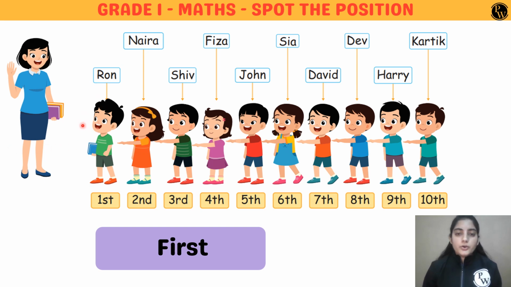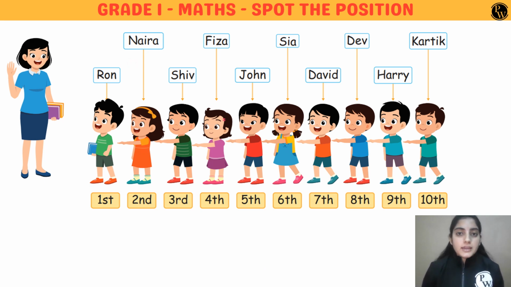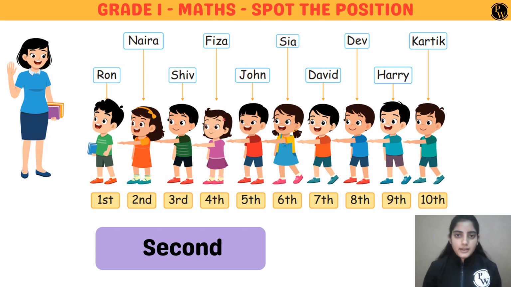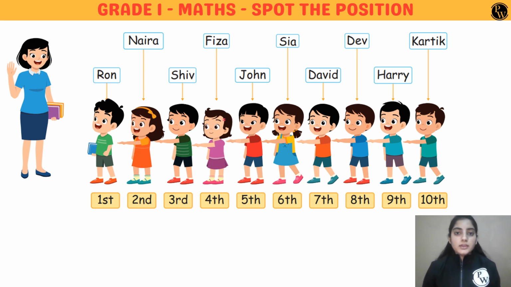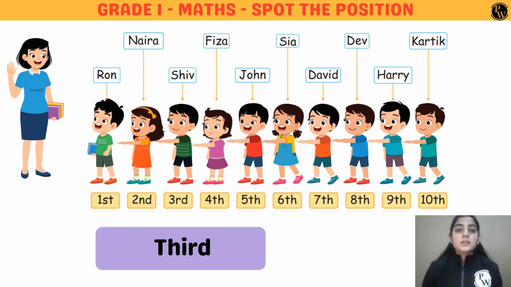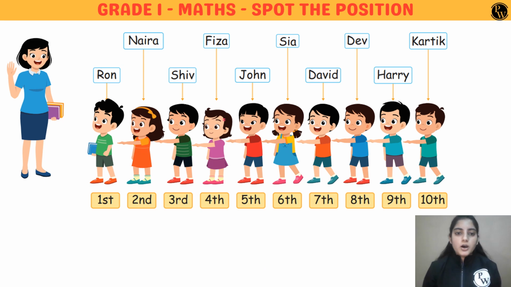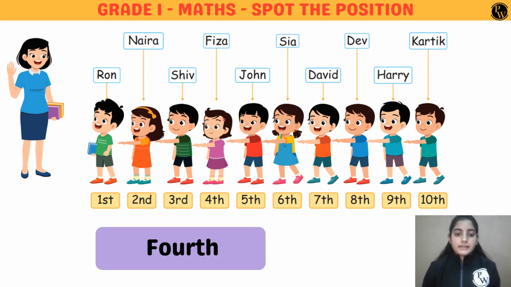So, we can say Ron is standing in the first position and we can write first as this and in words like this. Correct? Yes. So, let's move further with Naira. We can say Naira is standing in the second position. Now we can say Shiv is standing in the third position. Now let's move further and identify the position of each one of them. Let's move to Fiza. Fiza is standing in the fourth position. In which position? Fourth position, right?